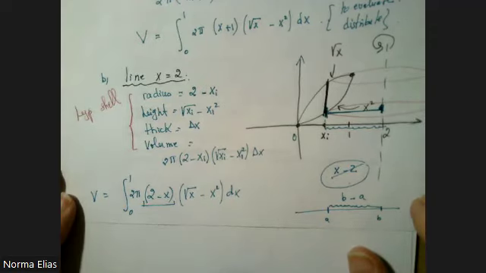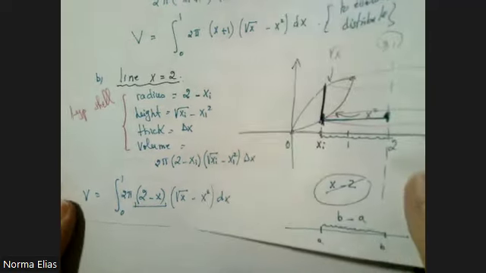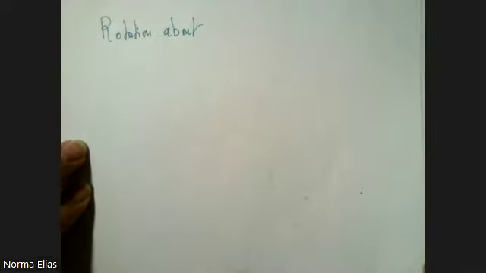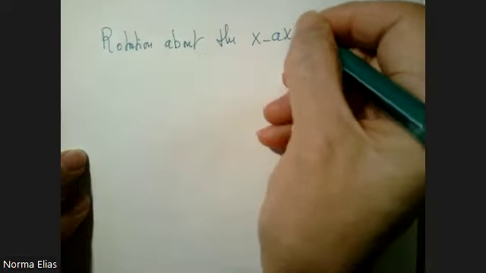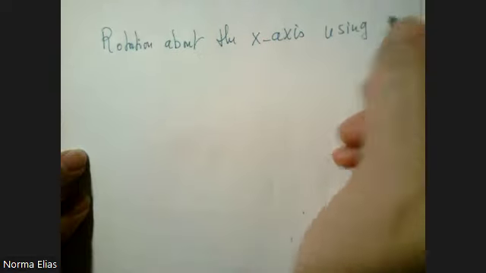Any questions? Okay. Part 2, along the same line, but instead of rotating about the y-axis or lines parallel to the y-axis, I'm going to do the same thing, but I'm going to rotate about the x-axis using the shell method. So rotation about the x-axis or lines parallel to it, using the shell method.